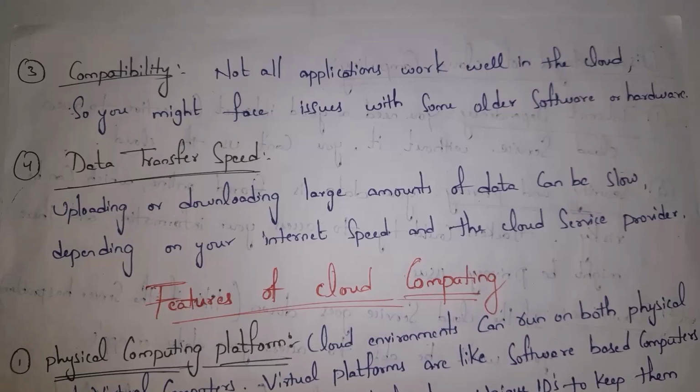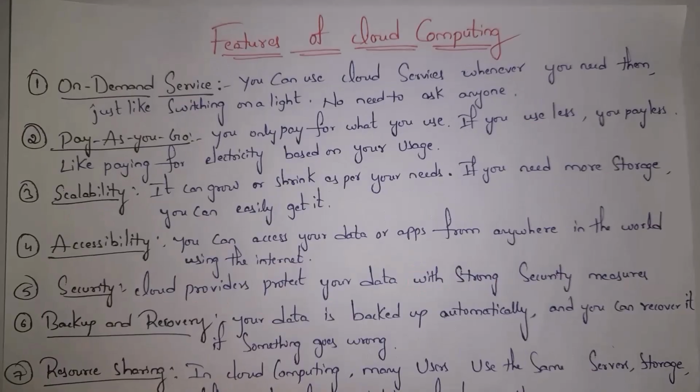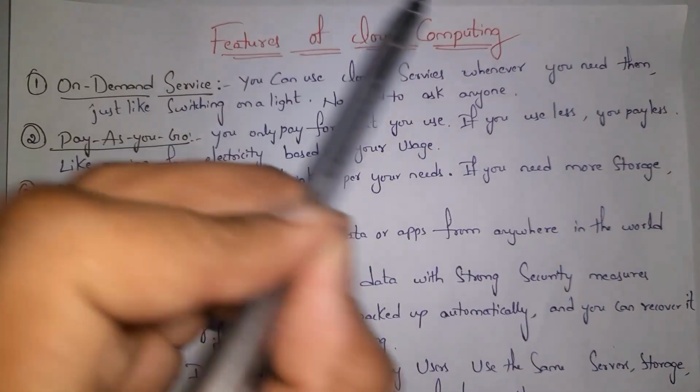And fourth one is data transfer speed. Guys, if you are uploading or downloading a huge amount of data in cloud, you need a good internet connection. And your cloud internet provider also must maintain good internet speed. If your internet is slow, then uploading and downloading a large amount of data is very slow. Next I will explain features of cloud computing.